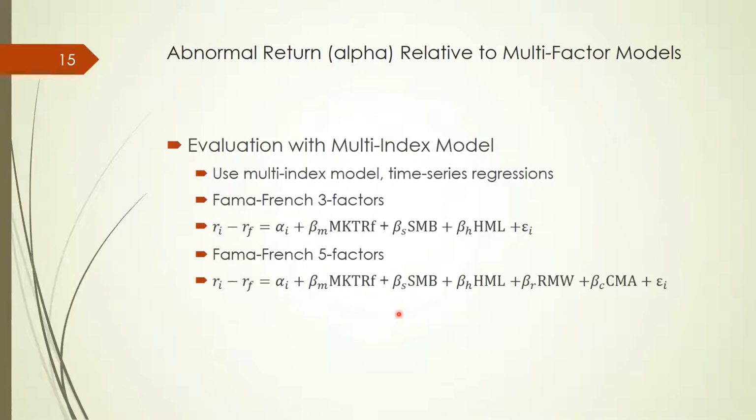In addition to calculating abnormal returns based on the single factor model, which gives us the Jensen's alpha, we also introduced in the past the abnormal returns or the alphas relative to multiple factor models, such as the Fama-French factors or the Fama-French 3 or 5 factors. So here, the estimated alpha is called the Fama-French 3-factor alpha, and here it is called the Fama-French 5-factor alpha. And we do this in an index regression model by including multiple index returns.